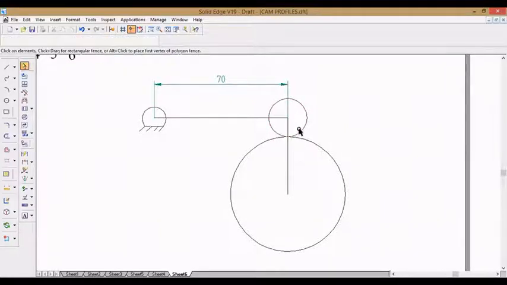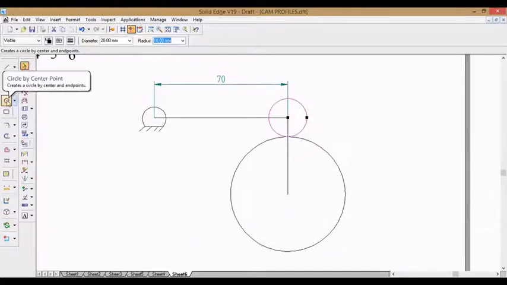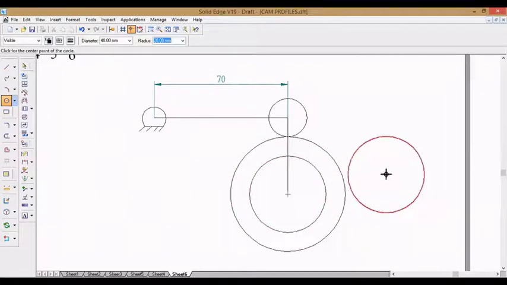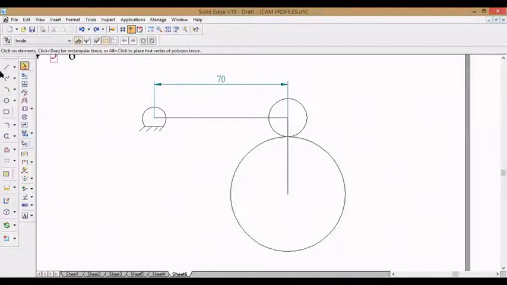Since we have a roller also here, along with this base circle, you need to draw the prime circle also. So what is the radius for the prime circle? The base circle is 30 and the roller radius is 10. So 30 plus 10 is 40. Sorry, 40 is the radius. I will draw the prime circle. This is 30 mm radius for the base circle, 10 mm radius for the roller circle. So 30 plus 10, 40 is the radius for the prime circle.